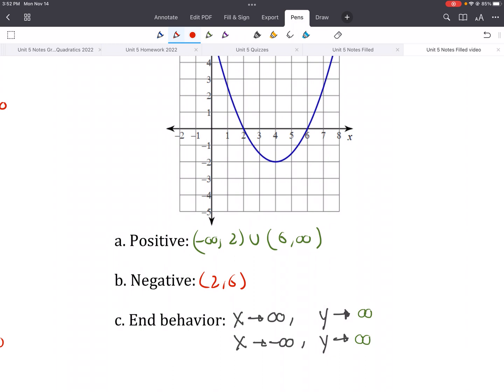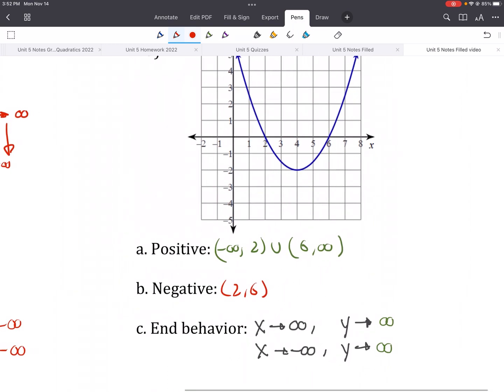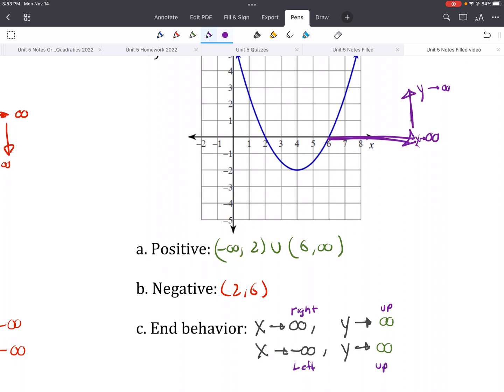Okay? All right, so again, what we're saying here is we just want to check to the right. Again, that's positive infinity. If we go to the right, it goes to positive infinity. Where is the arrows going for the y values? Well, they're going up. So x is going to infinity, and y is going to positive infinity. So that's up. And then for the left, y is also going up.